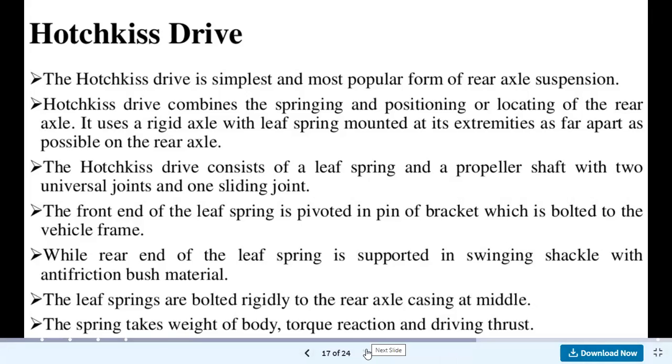Okay, the spring can take the weight of the body. All the weight which is coming on the spring, it transmits that weight. And torque reactions are also there, and drive thrust is also there.